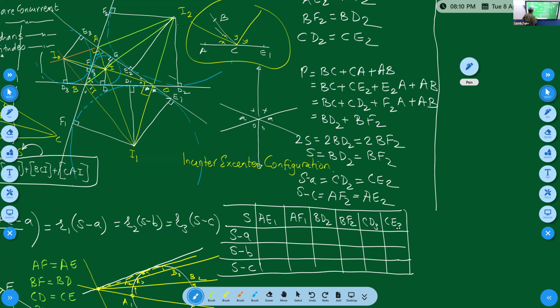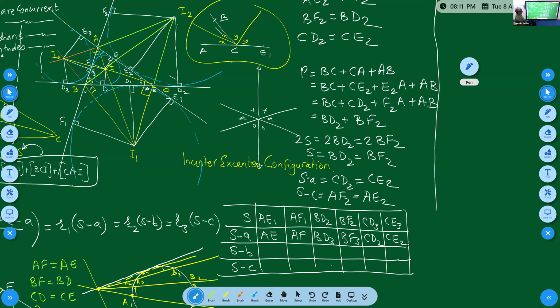S minus A: AE, AF, CD2, CE2, BD3, BF3. S minus A is present at 6 places.